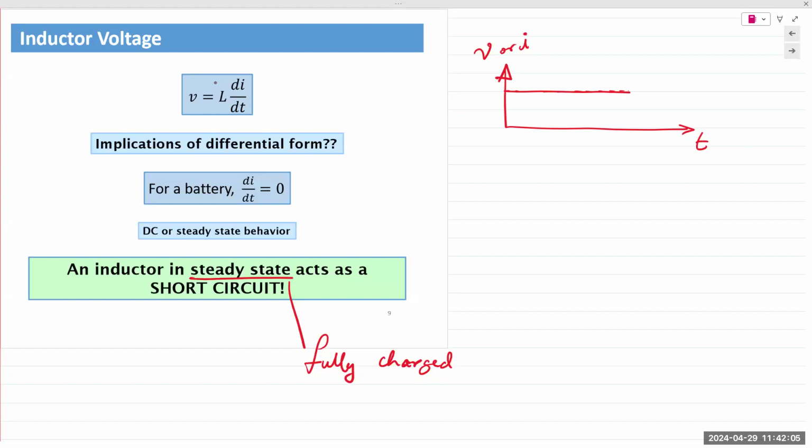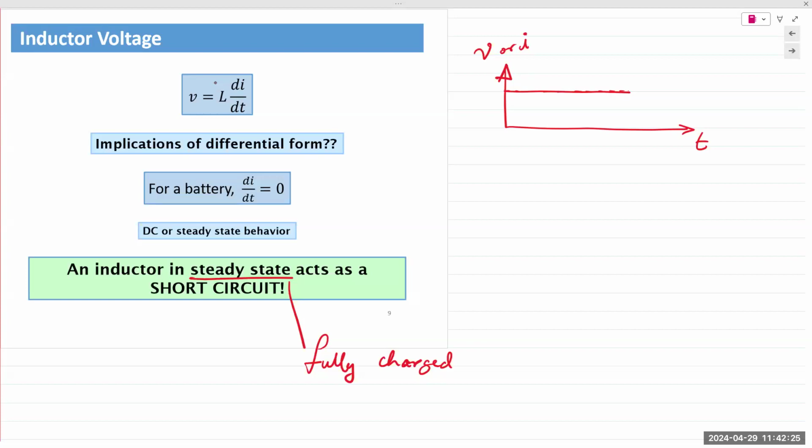Now, when current flows through an inductor, a magnetic field arises. That magnetic field gives rise to an opposing voltage. That voltage has opposite polarity that opposes any change in the incoming current.